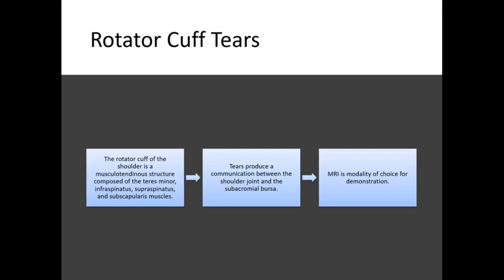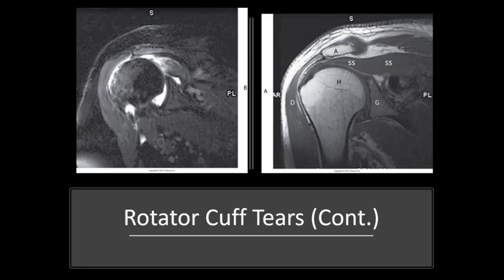Rotator cuff tears. The rotator cuff of the shoulder can be torn. Tears produce communication between the shoulder joint and the subacromial bursa. MRI is a modality of choice. So we're looking at rotator cuff tears all in here. You can see all the extra fluid. That's not normal. All right.